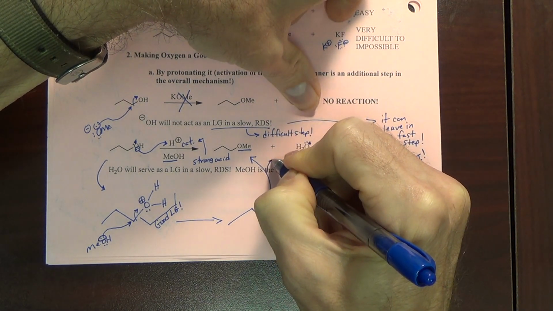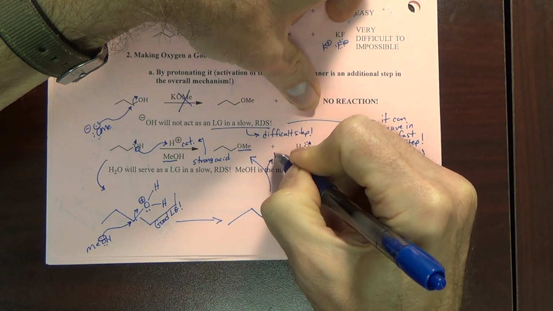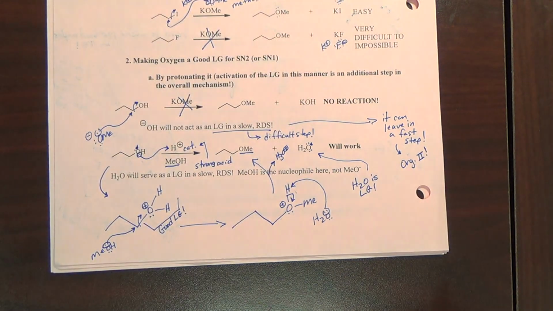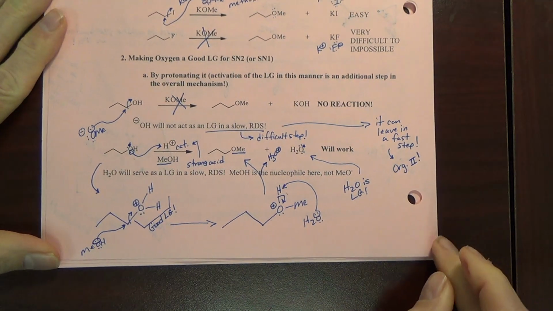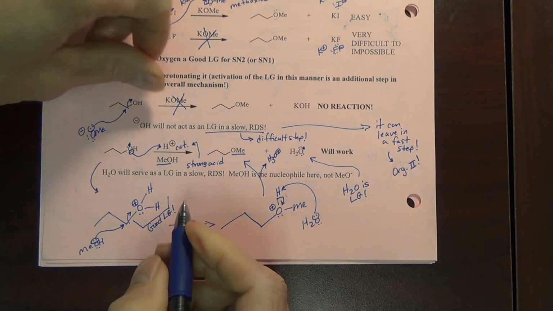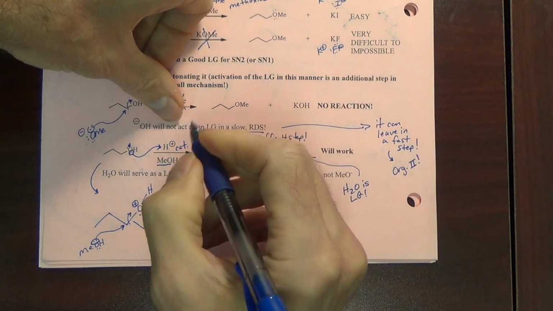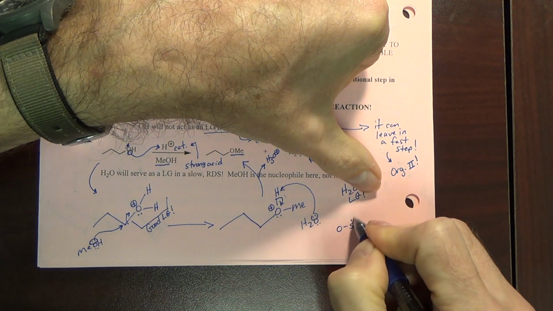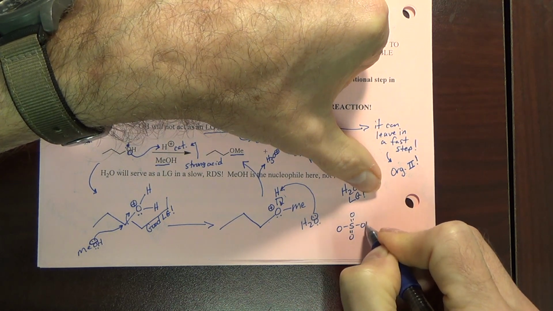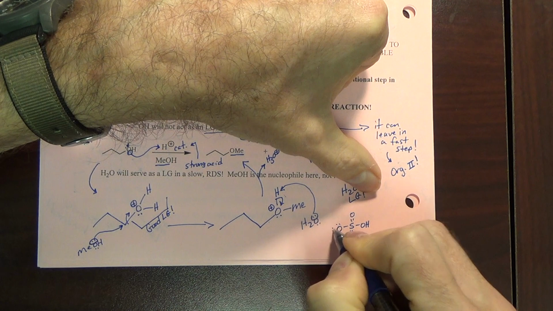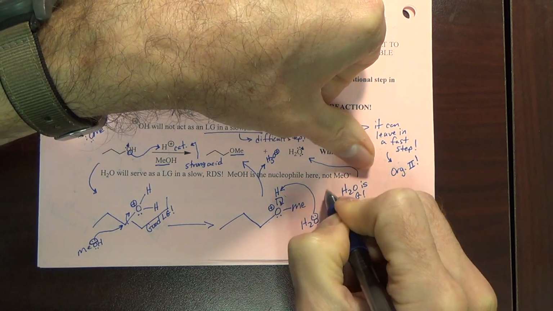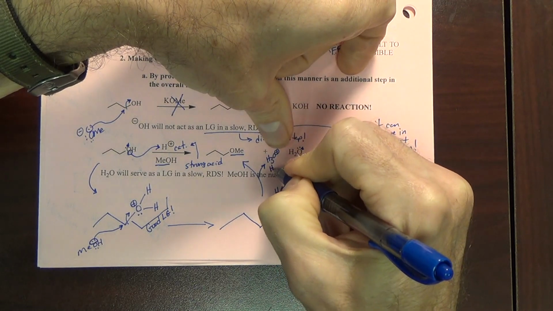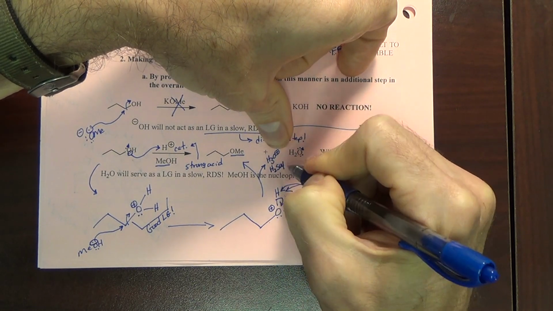And we would form H3O plus. Or, it depends on what we used here. If we use sulfuric acid, there would be a bisulfate anion. We could have taken the H there, and we would have reformed H2SO4.